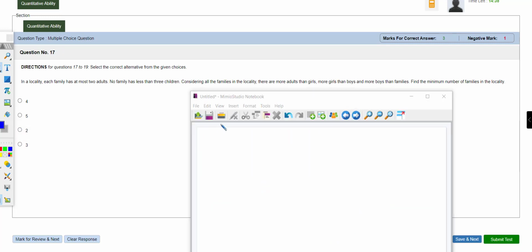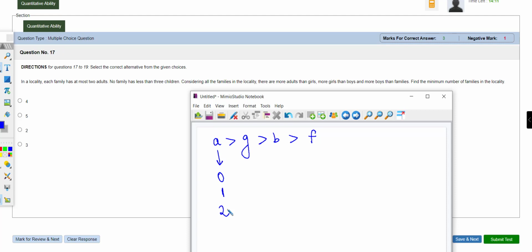Let's do this. There are more adults than girls. A is greater than G. More girls than boys. G is greater than B. More boys than families. Okay. B is greater than F. Okay. Find the minimum number of families. Okay. Over here, each family has at most 2 adults. So the number of adults can be 0, 1 or 2. It cannot be more than 2.